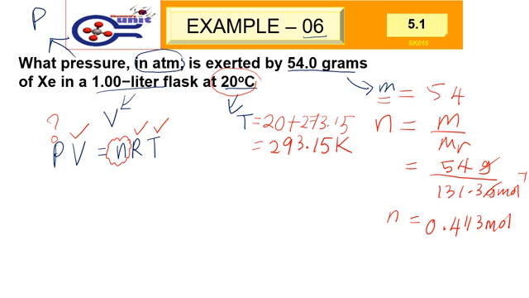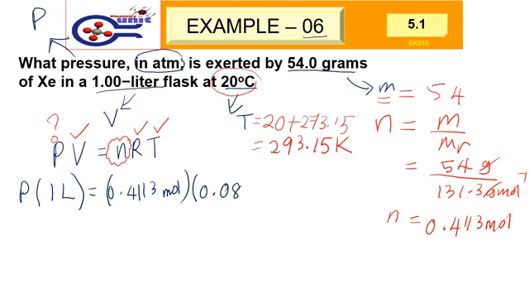So, kita akan substitute the value. Okey, di mana? P multiply by 1 liter equals to number of mole, 0.4113 mole. Okey. Multiply by 0.08206 liter ATM per mole per Kelvin. Okey. Multiply by 293.15 Kelvin. Okey. So, check kat sini.